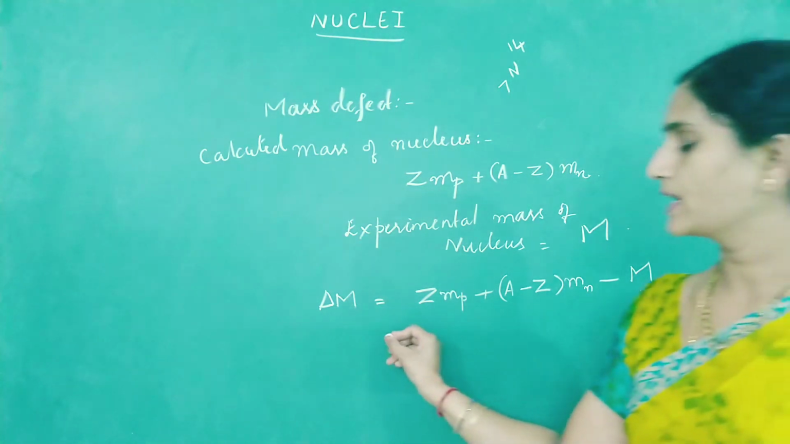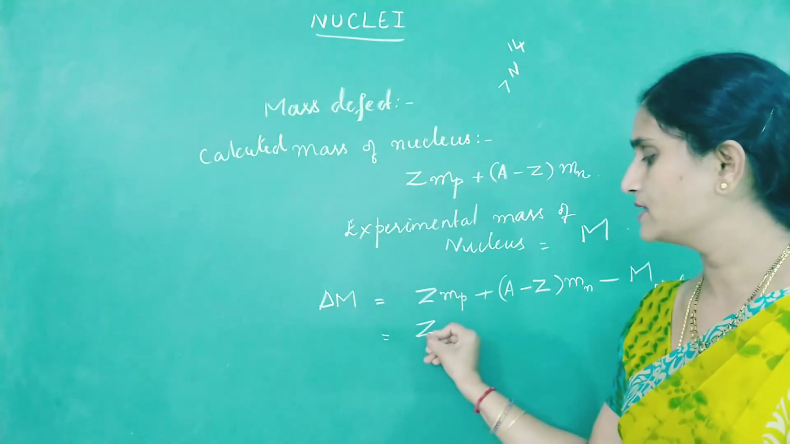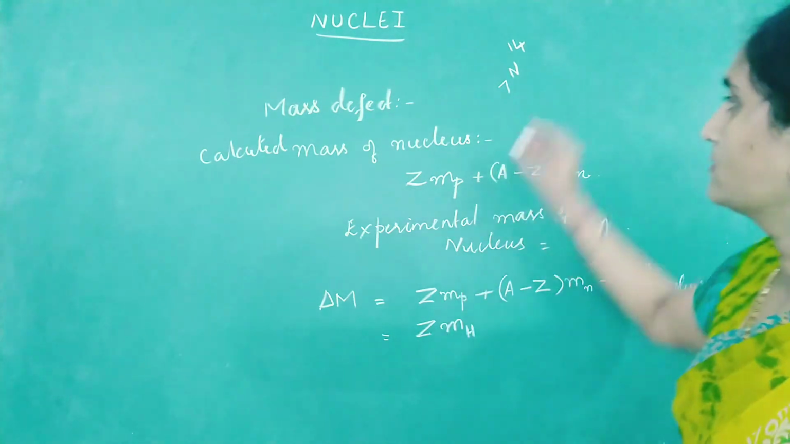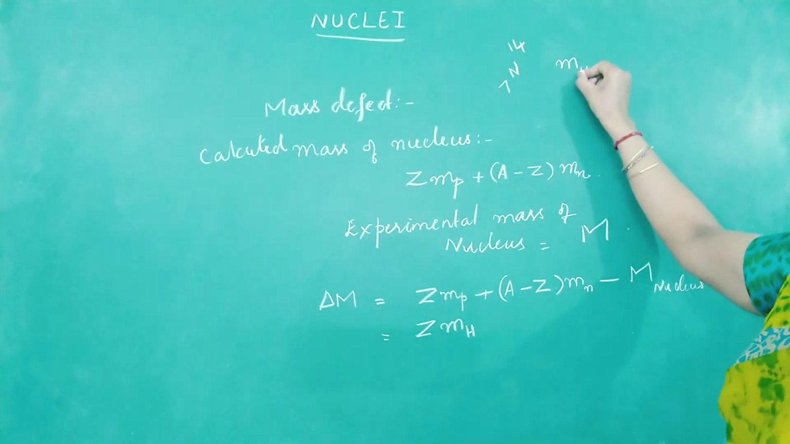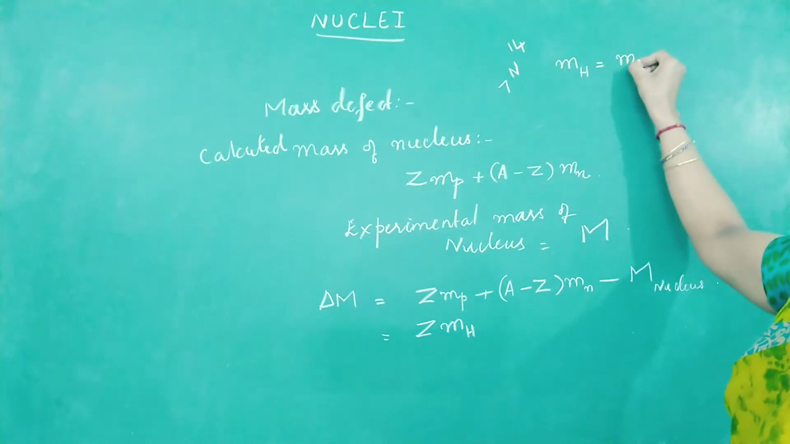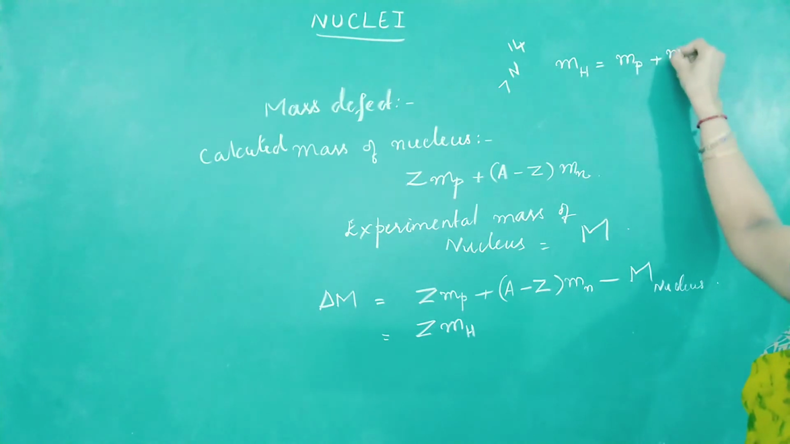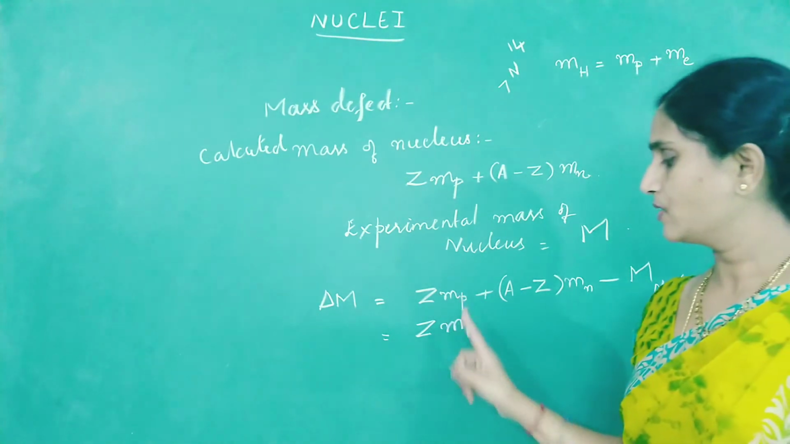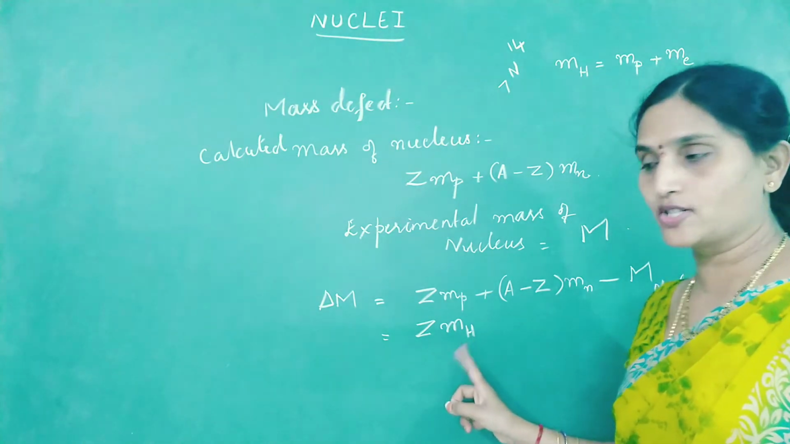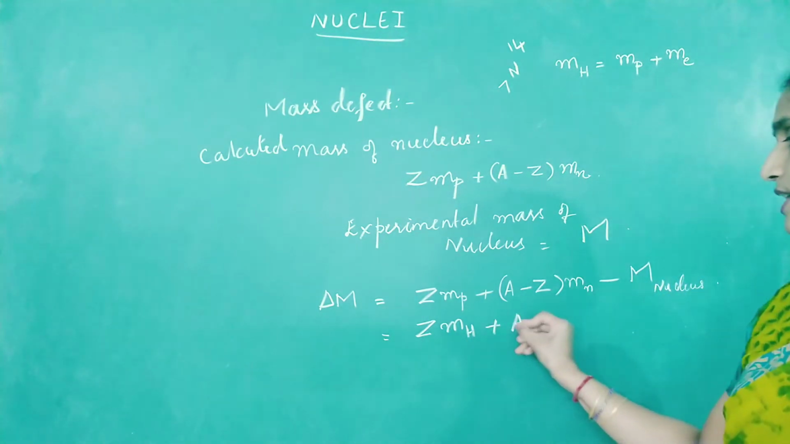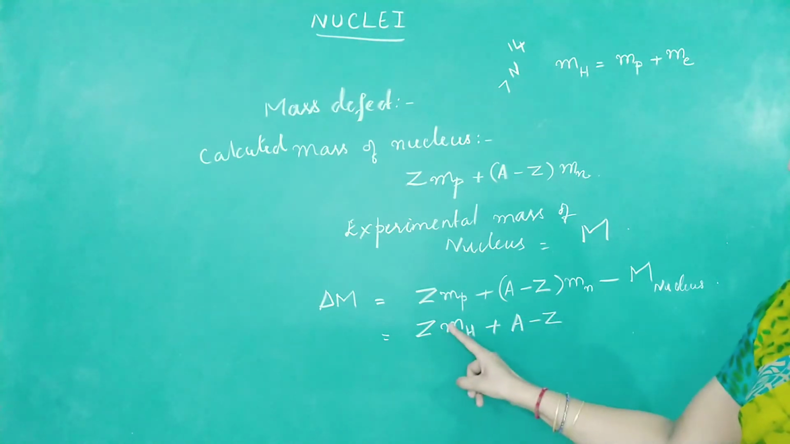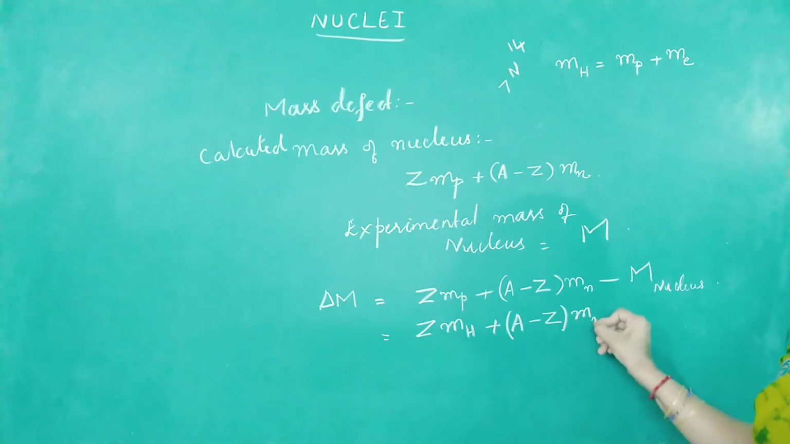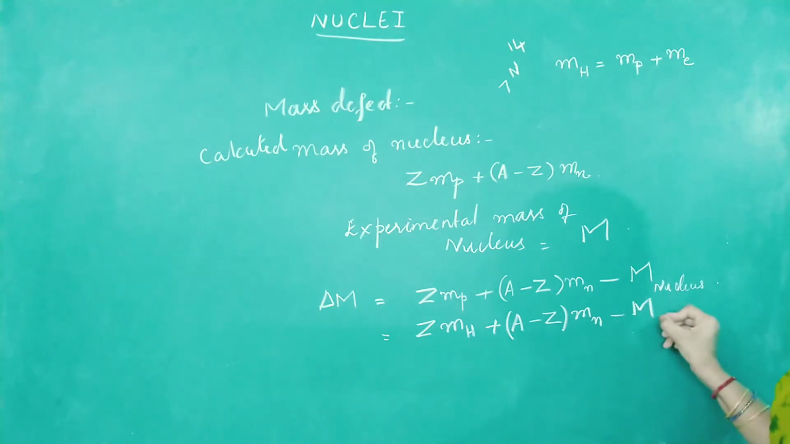One more way of writing this mass defect is Z into mass of hydrogen. We know what the mass of hydrogen is. Hydrogen contains one electron and one proton, so it is mass of proton plus mass of electron. So instead of mass of proton, if I write the mass of hydrogen, then you can modify this relation as Z into mass of hydrogen plus A minus Z into mass of neutron minus mass of atom.